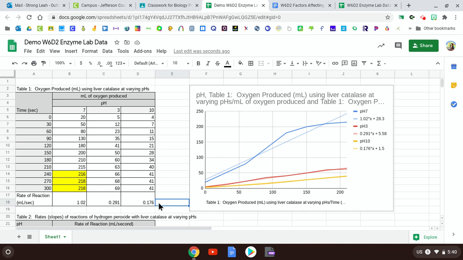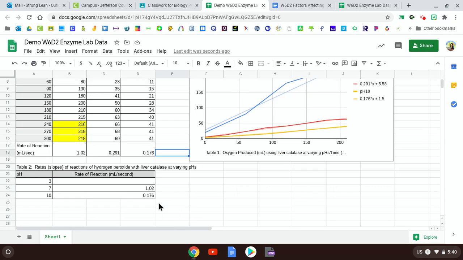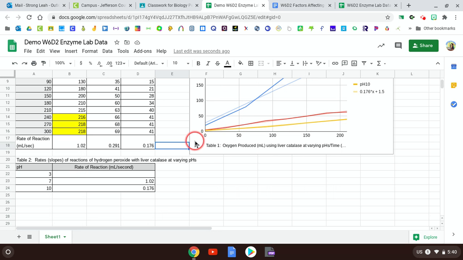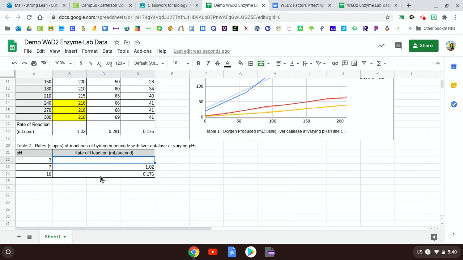Now it's time to make graph 2. Don't forget, you have to come back and fix the axes and the titles. Okay? But for here, it didn't bring in our rate of reaction for 3. So let's go ahead and make sure that we put it in there. And so that's 0.291.